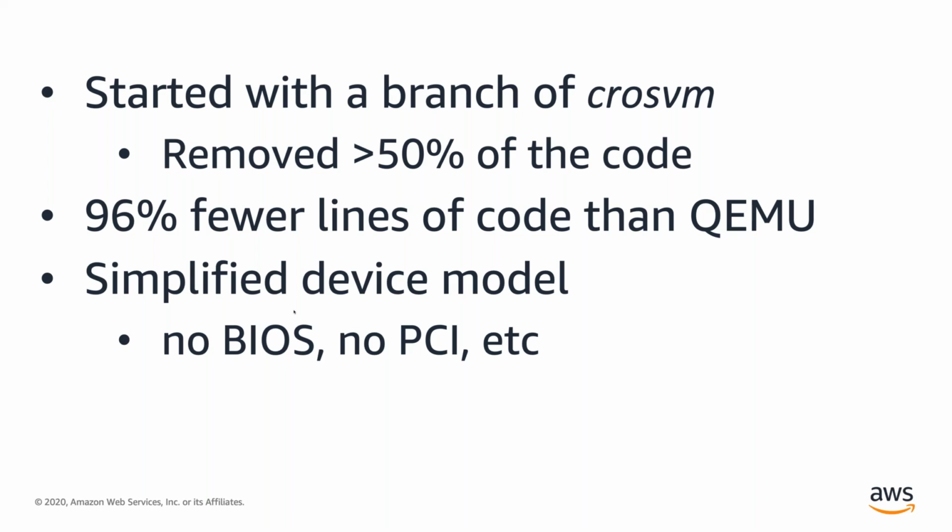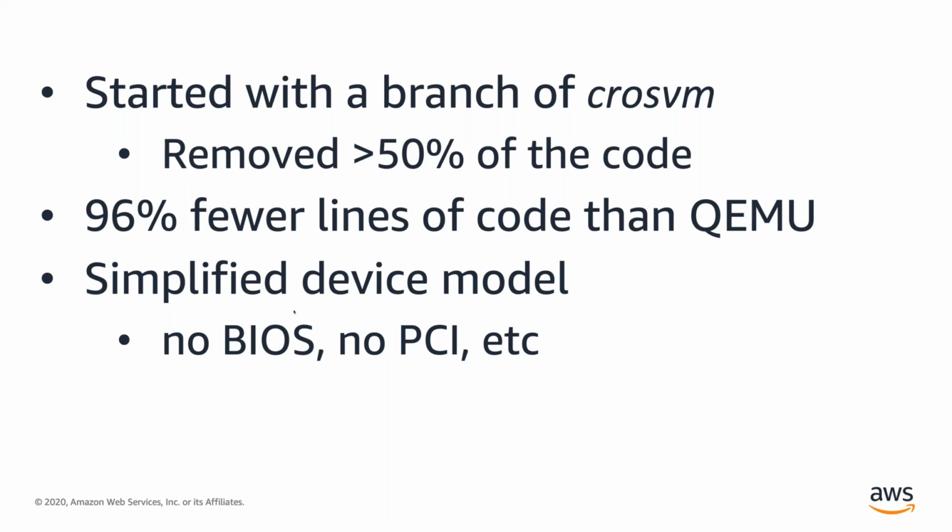We built Firecracker starting with a branch of CrossVM. Because we were specializing for serverless and for these lightweight cloud workloads, we started off by removing about 50% of the code of CrossVM, taking out a lot of stuff in that code base that we didn't need. Although CrossVM was already quite small, what we ended up with was about 96% fewer lines than QEMU, 4% of the size of QEMU, which is the standard VMM that folks tend to use in this kind of architecture.